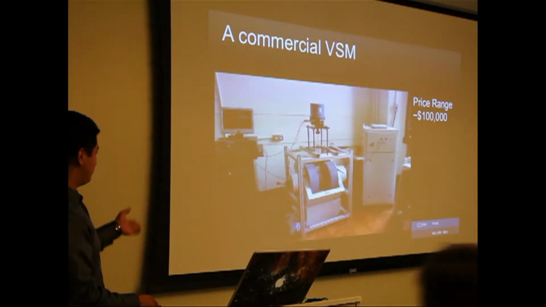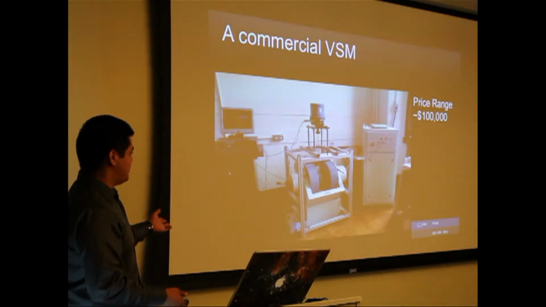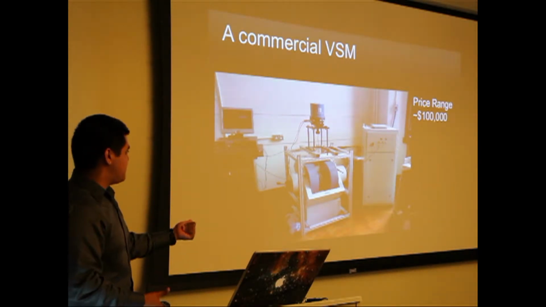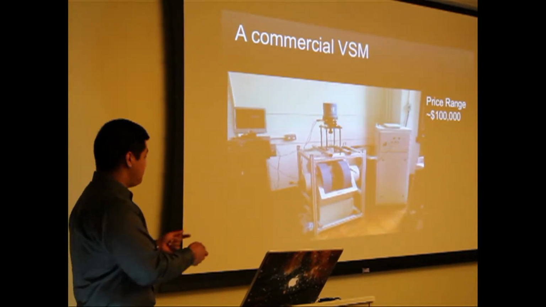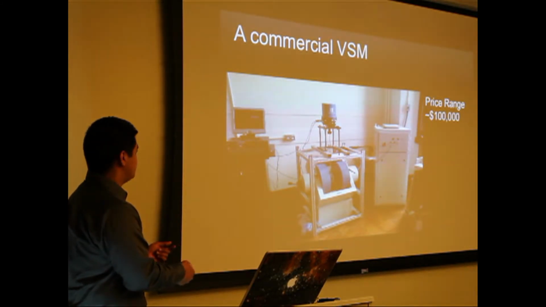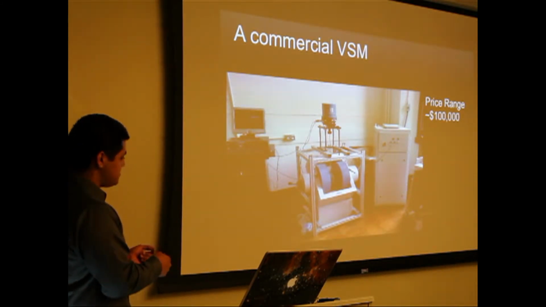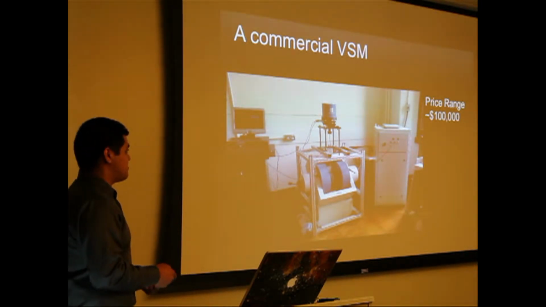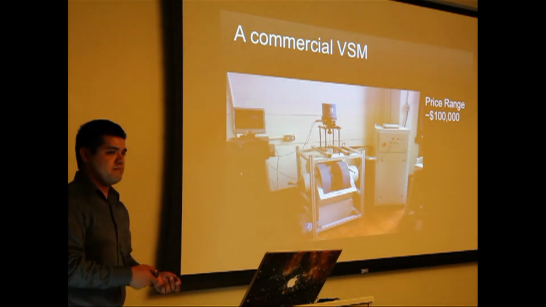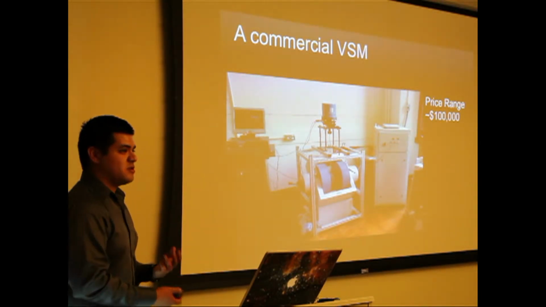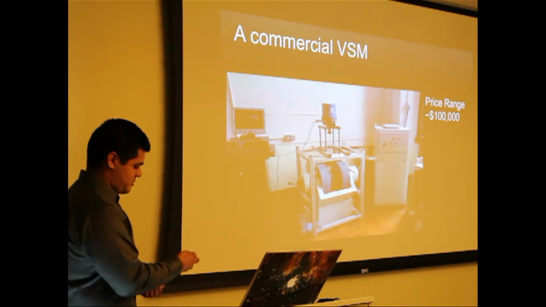All right, so commercial VSM. I wanted to show you before I begin my research what a VSM is, basically. You have a power supply, an electromagnet, and a mechanical vibrator. Here's the DC power supply on this side, and then we have a computer. To get one of these, the price range is about $100,000, and my goal is to make a VSM that's inexpensive, that doesn't cost a lot of money, using the components already provided in the lab.